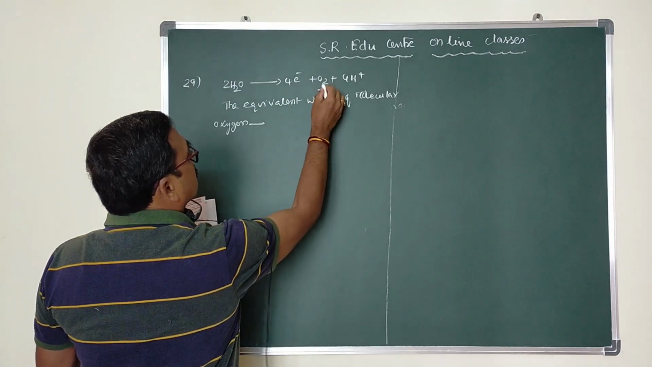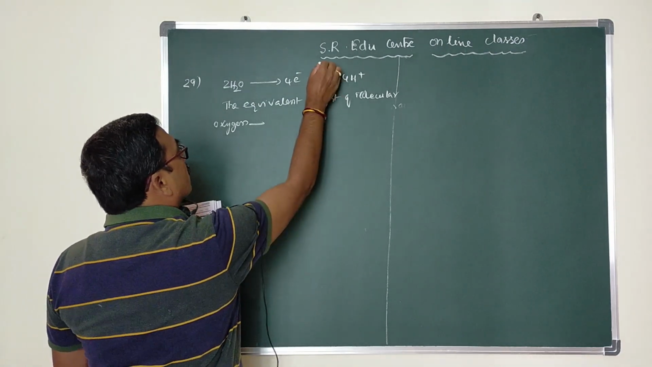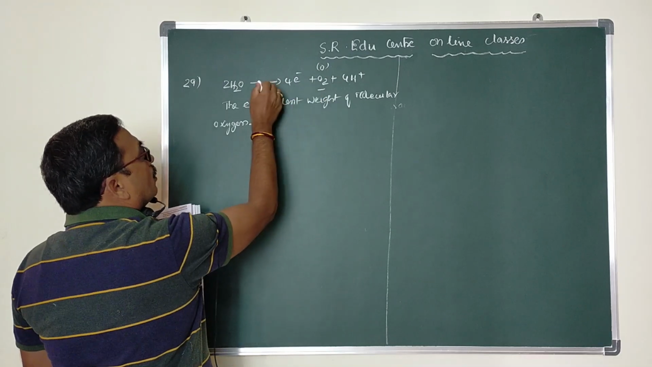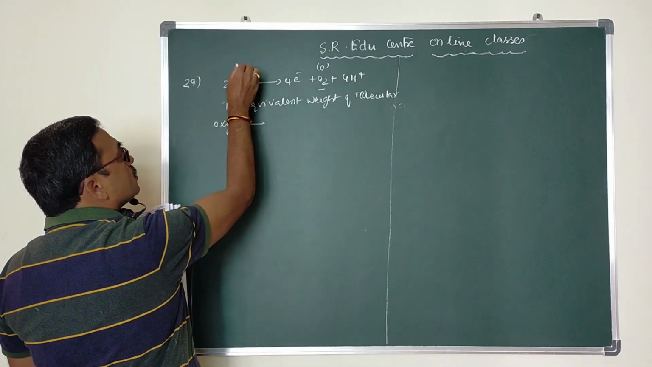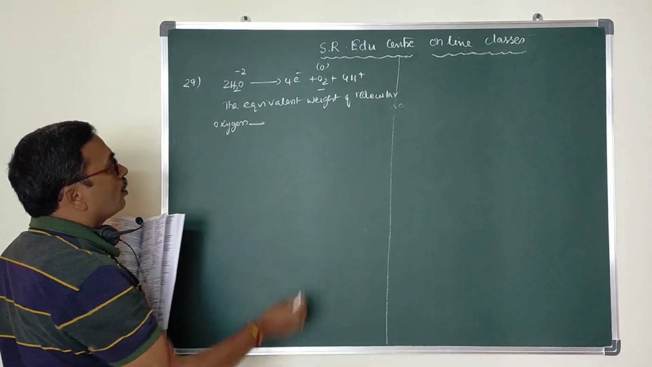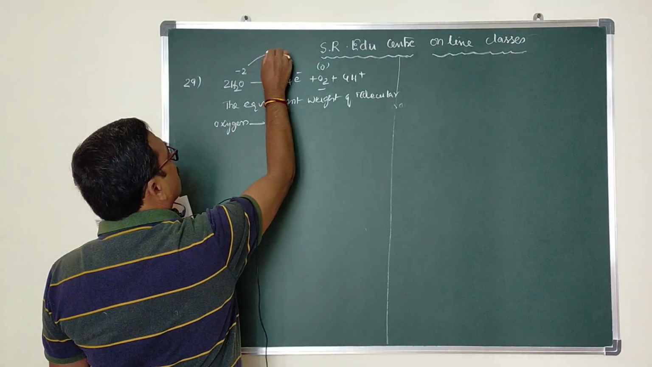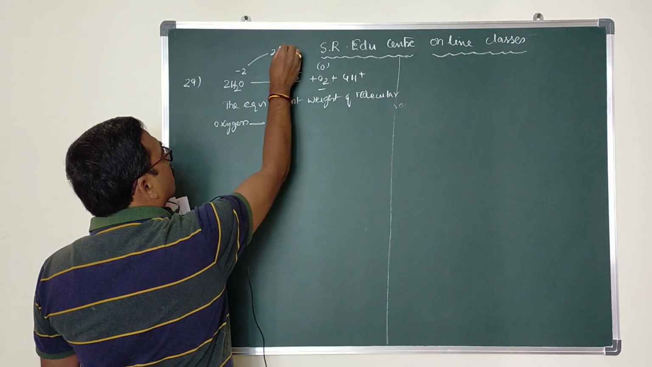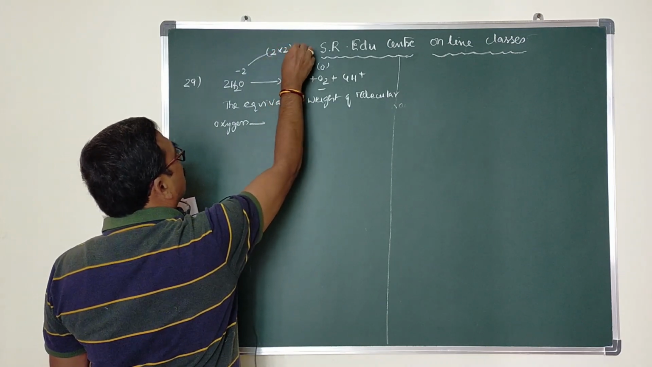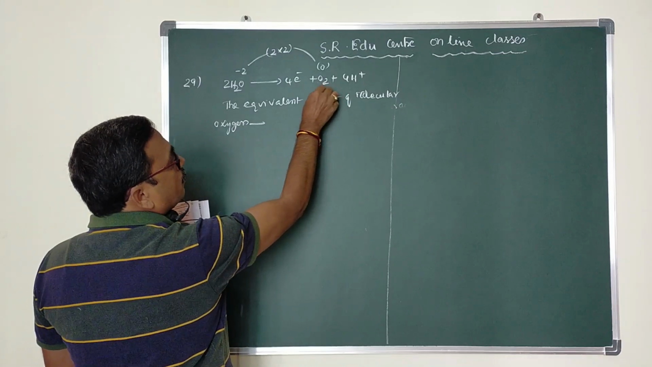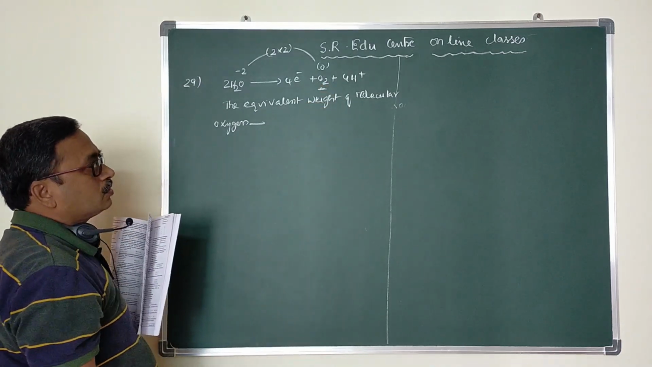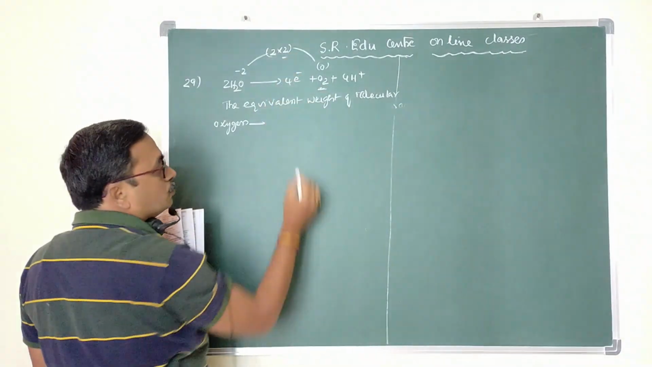This is the molecular oxygen. Here the oxidation state of oxygen is 0. This will be converted into water. In water, the oxidation state of oxygen is -2. So change in oxidation state is 2 per atom. Per molecule 2 into 2, 4, because the oxygen molecule contains 2 oxygen atoms. Therefore, I am multiplying with 2.